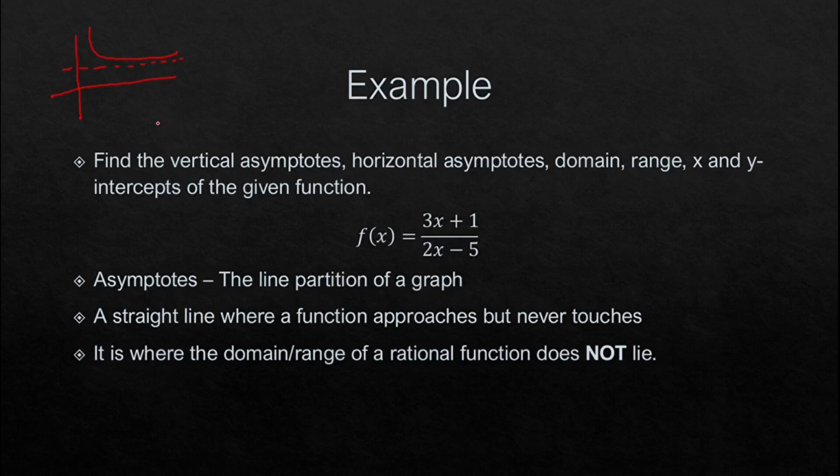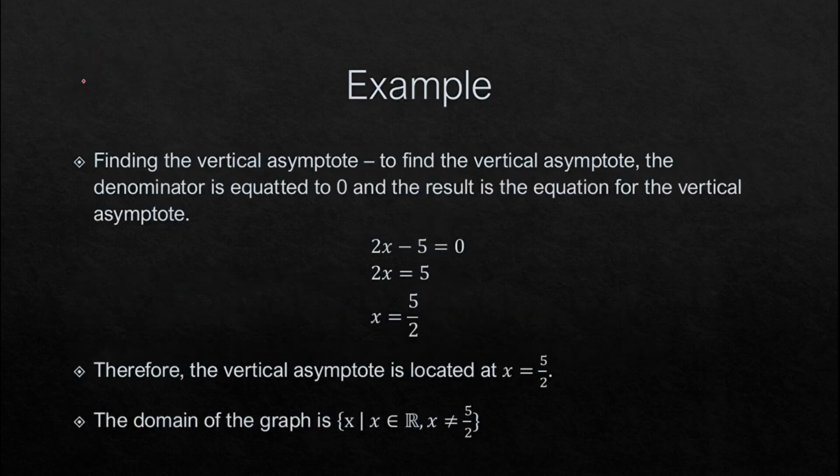So that is the only exception, ang only place na hindi kasali ang function, parang hindi kasali ang domain and range. Discuss ko na ito mamaya. Finding the vertical asymptote. To find the vertical asymptote, the denominator is equated to 0 and the result is the equation for the vertical asymptote.